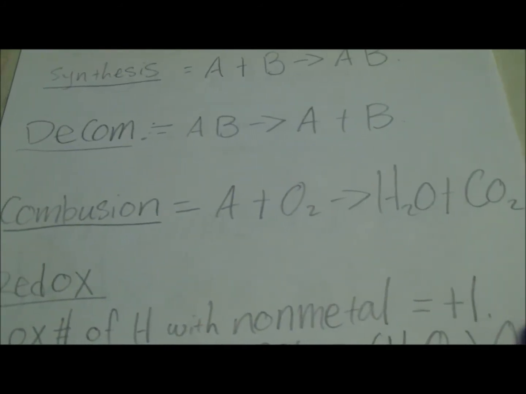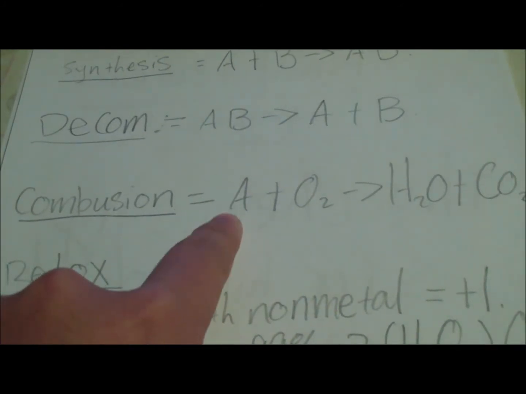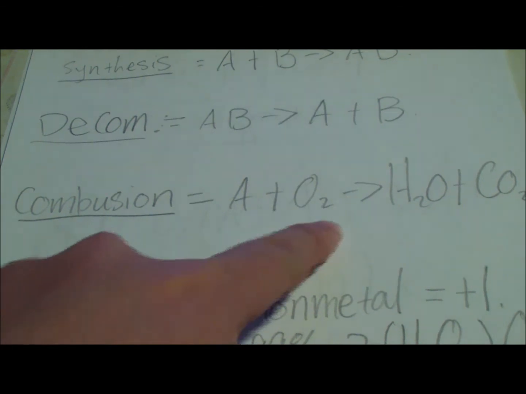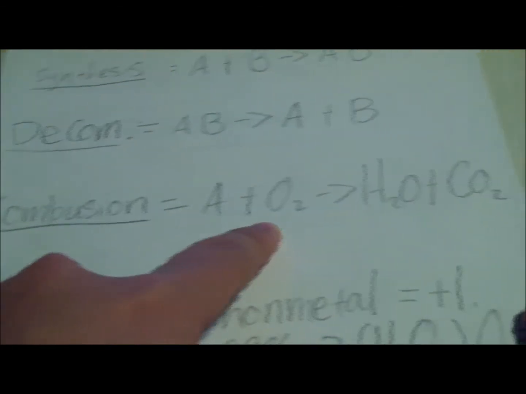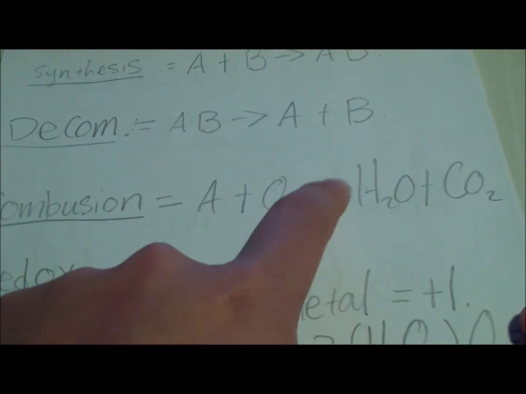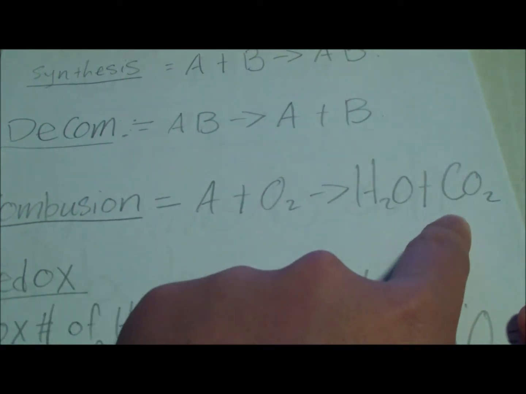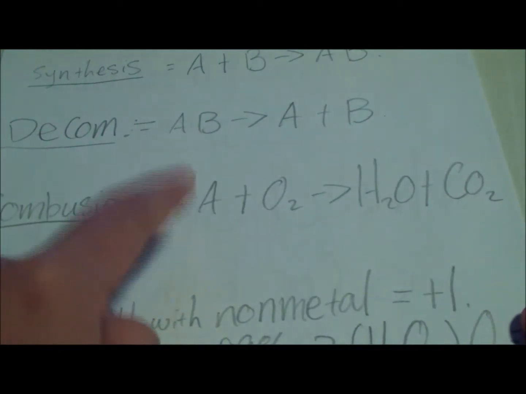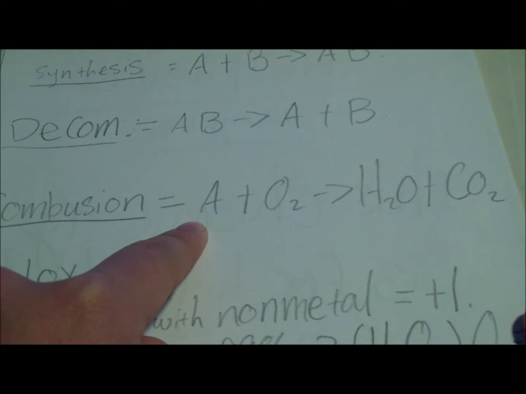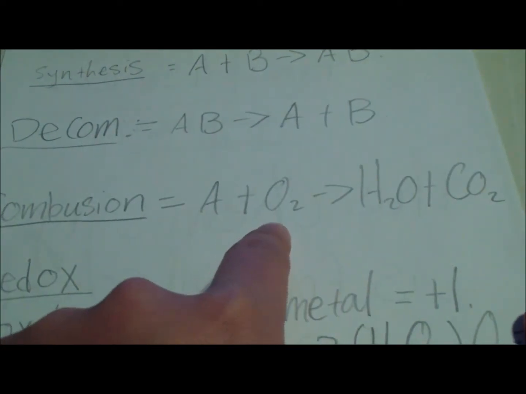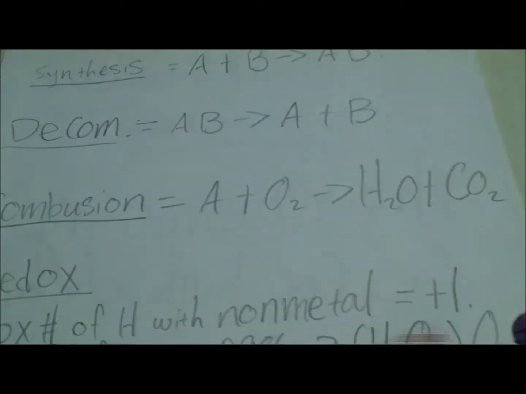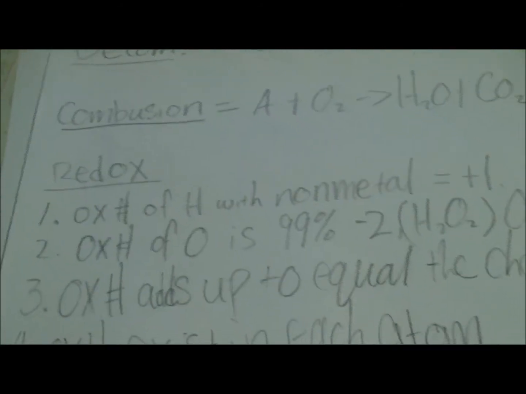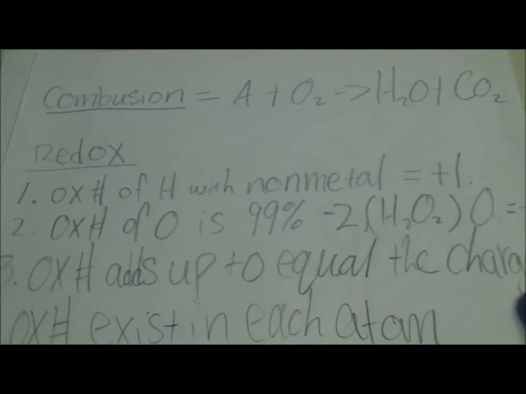Combustion is a bit tricky. Combustion is one mole of substance A plus however many moles of oxygen are needed to make water and CO2. Only one mole of the substance, and however many moles of oxygen to make H2O and CO2. Now we're down to redox.